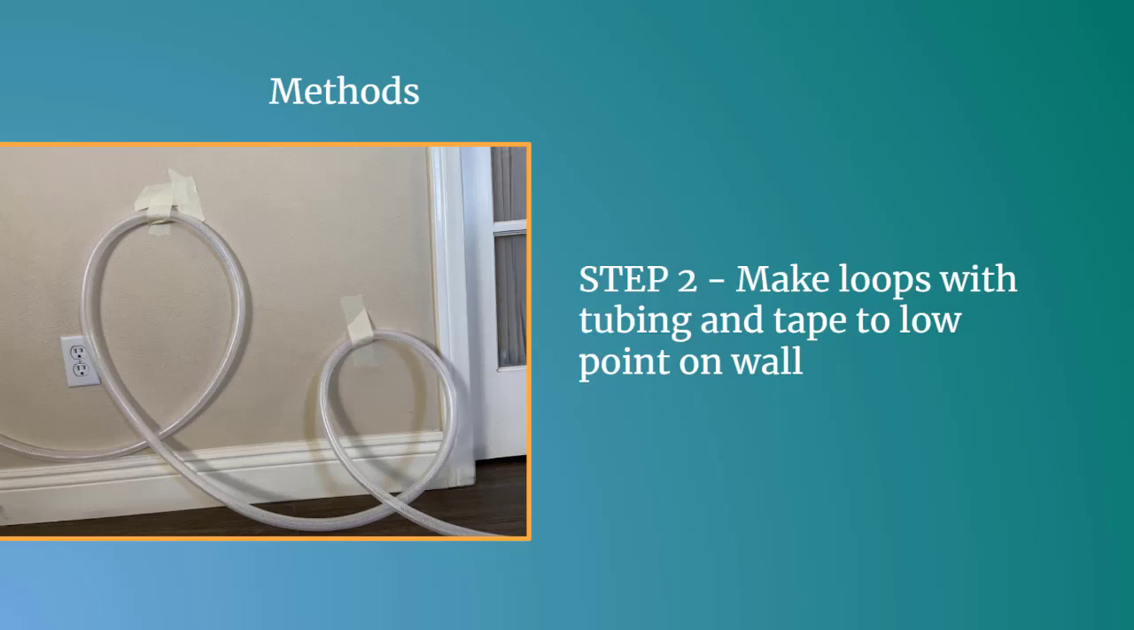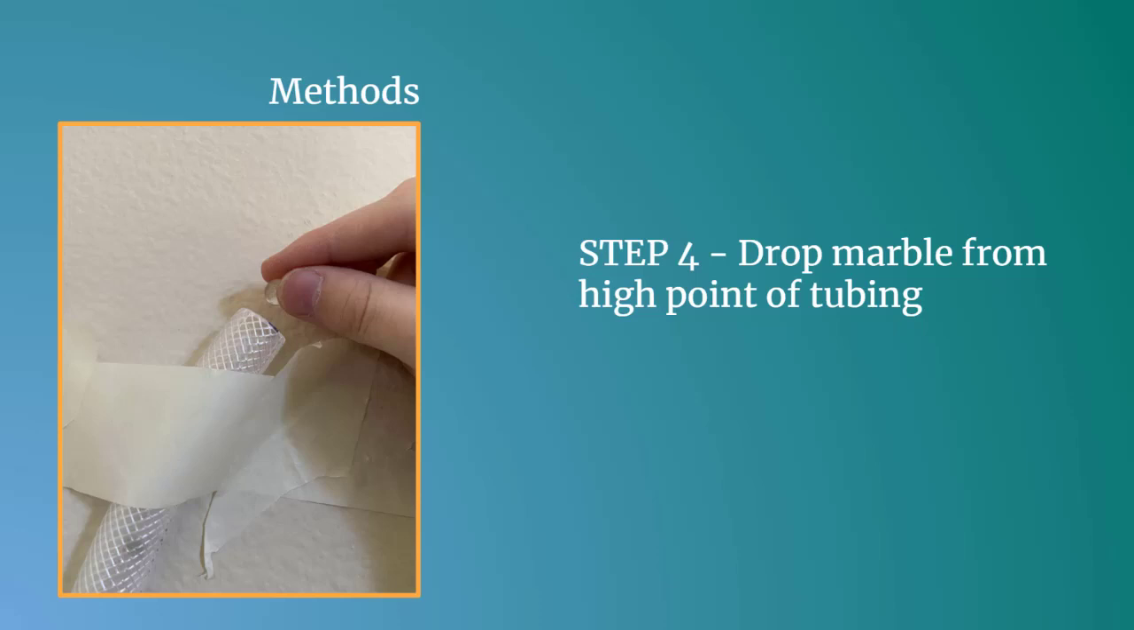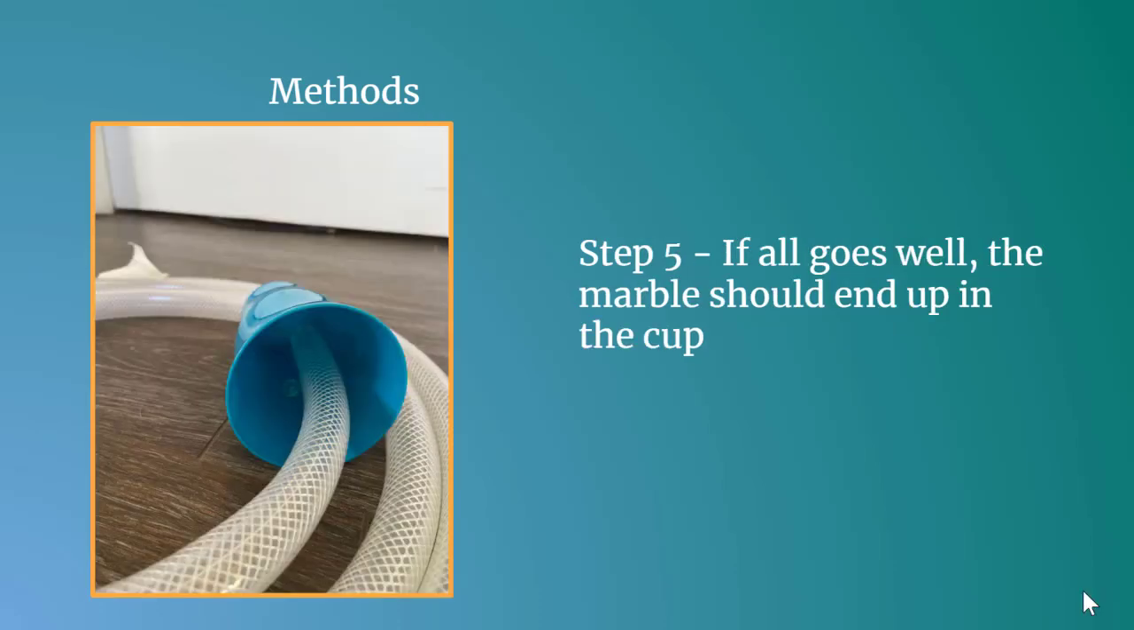For step 2, you will need to make loops with the tubing and then tape them to a low point on the wall. For step 3, you will need to place the cup at the other end of the tubing to catch the marble as it comes out the other end. For step 4, you will drop the marble from the high point of the tubing. And if all goes well, the marble should end up in the cup.